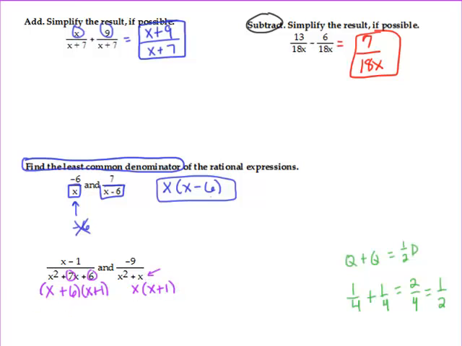So now we look and we say, okay, our denominator needs everything we have here. So let's make a list of what we have. We have an x plus 6. We have an x plus 1. We have an x, which normally we write in front. We have another x plus 1. We don't need to write the x plus 1 again because we already have one. So this is our answer.